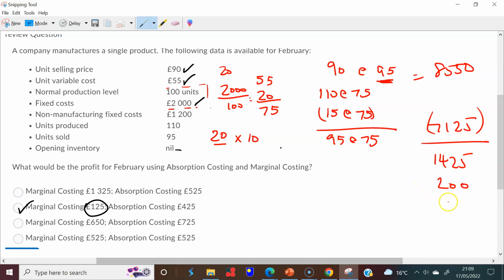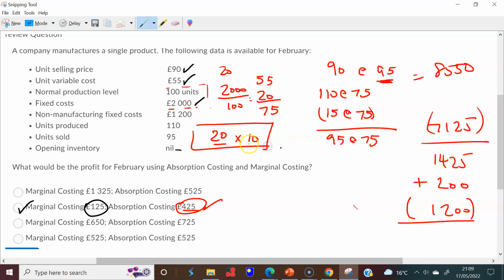I had over absorbed. So add this there, and then take off the non-manufacturing costs of 1,200, and you will get here 425 as your profit. Yes. So that's really the point. The point here is that we have to deal with the over absorption because there's an additional cost. We need to either reduce the costs or add it onto our profits, and we're there at the right answer. Okay, great stuff.